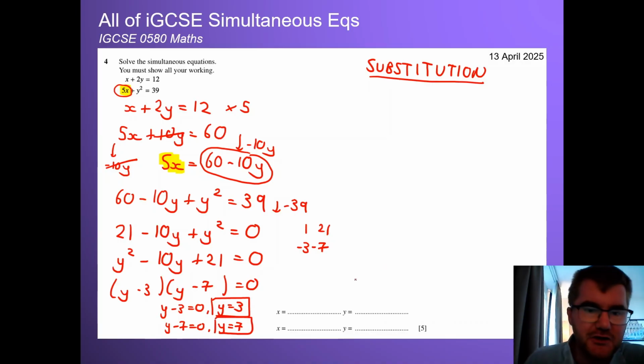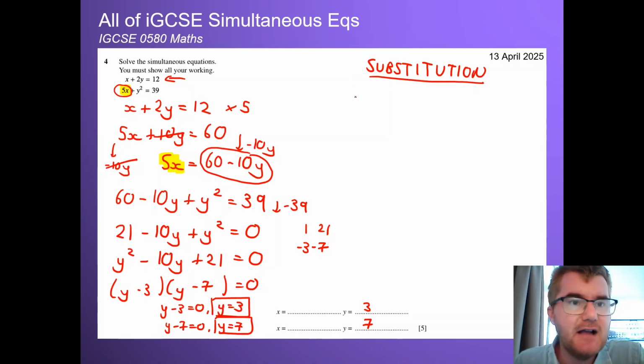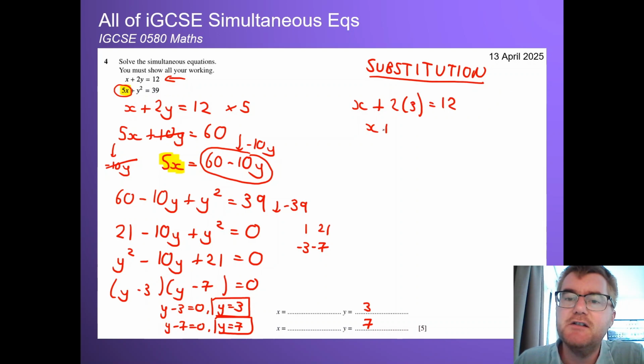Be careful here. We've actually only got the y values, so 3 and 7. And now we need to work out the x values, generally working with the linear equations. So this one here will make our life a little bit easier. So if we have x plus 2y is 12, wherever I see a y, well, let's start with the first value. So when y is 3, x plus 2 lots of 3 is equal to 12. This is a nice equation to solve. And that gives us, I'm going to speed through this a little bit more quickly than before.